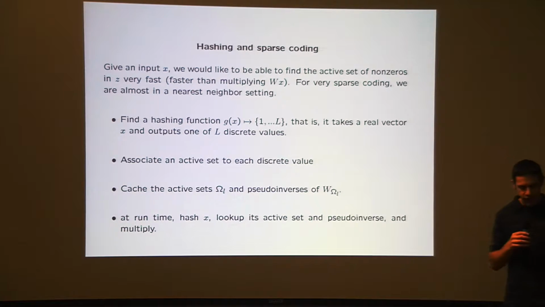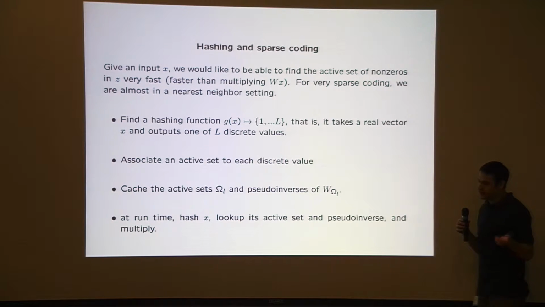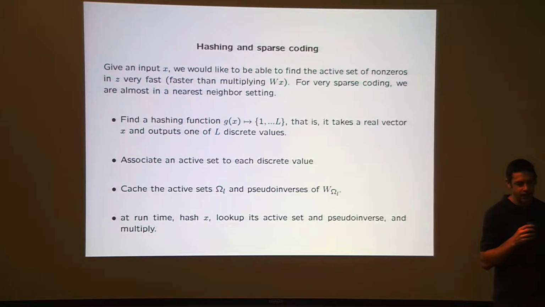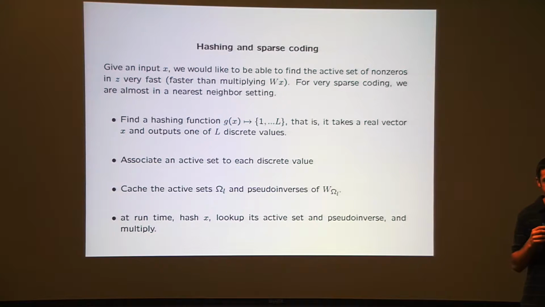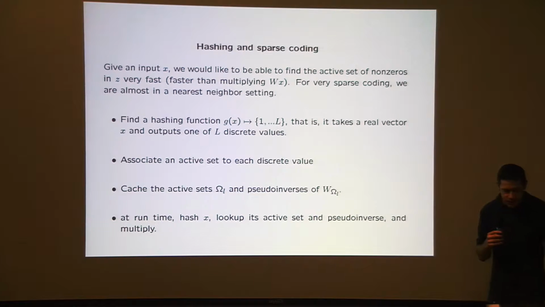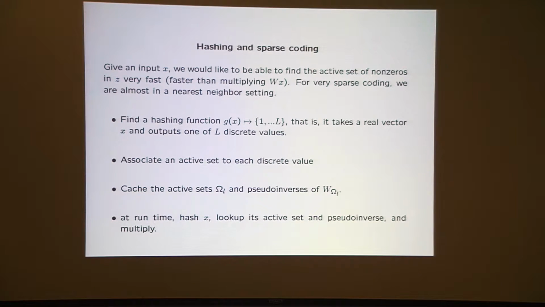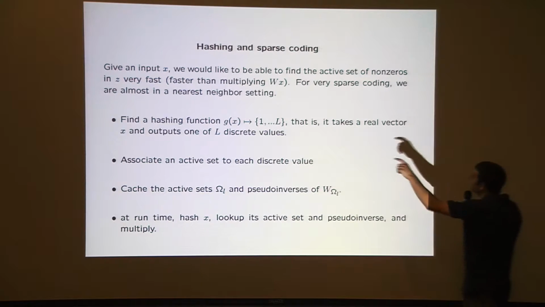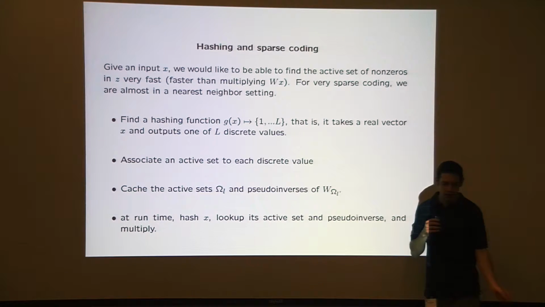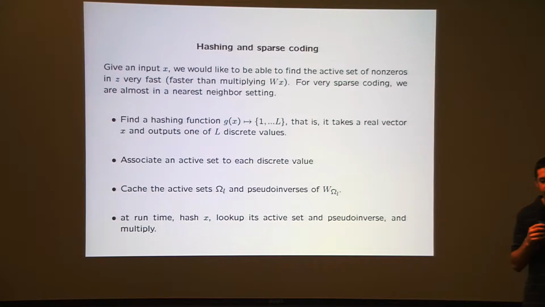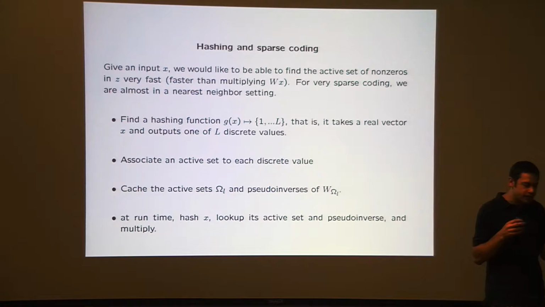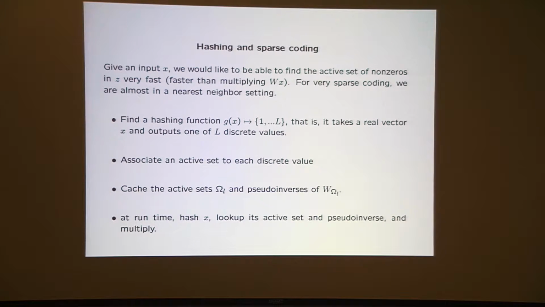We want, given an input x, to be able to find the active set of non-zeros in Z really fast. And by really fast, I mean that you don't get to ever multiply W times Z. That takes too long. So in some sense, this shouldn't be so surprising that something like this might work, because if you think about very sparse coding, where just a constant number of things, like 5, are turned on, it's almost like nearest neighbors. It's similar in feel to nearest neighbors. It's not exactly the same, but it's similar in feel.